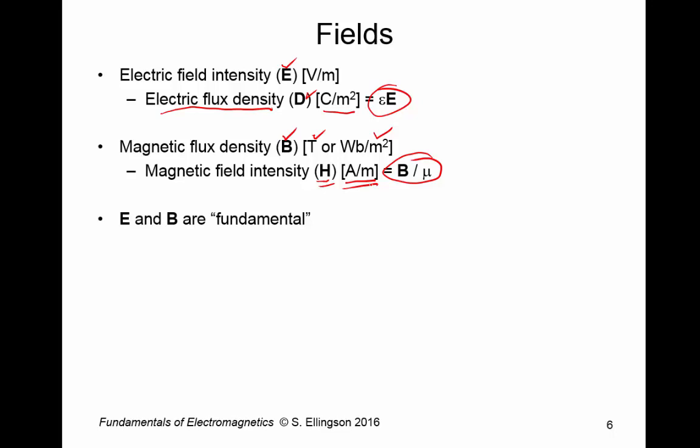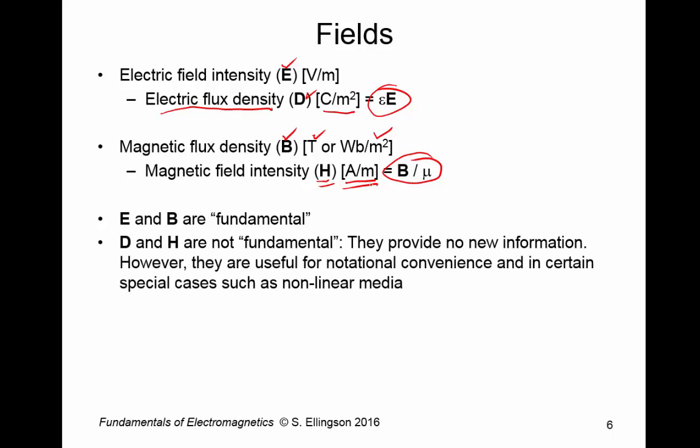You can think of the electric field E and the magnetic field B as being fundamental. These are things, for example, that a physicist could relate to. In fact, most physics is done using those two quantities, at least classical physics. These quantities D and H are not really fundamental. You can tell that right away because they're not independent, right? Once you know the electric field intensity and the permittivity, then you know the electric flux density. So they're clearly not giving you any more information. However, they're useful for notational convenience, and that's one reason why we like to use them.